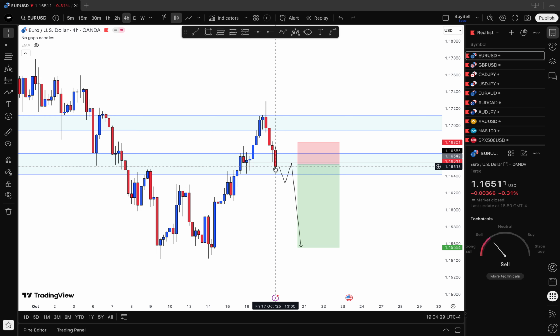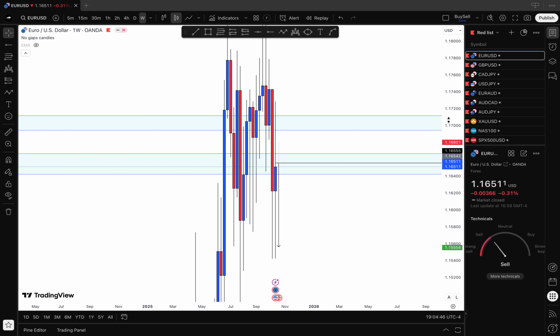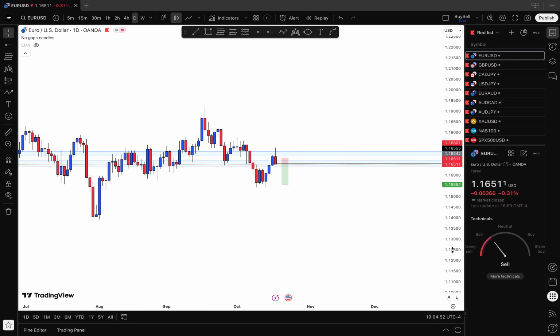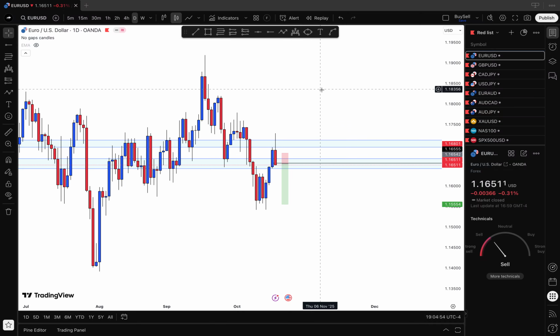We closed Friday breaking below, so we are bearish on the 4 hour, bearish on the daily, but we are bullish on the weekly. So the 4 hour and daily are in sync. So then what I do is I'm looking for any area of interest on the weekly that makes sense. We don't have any, so I look at the daily for any areas of interest that makes sense.